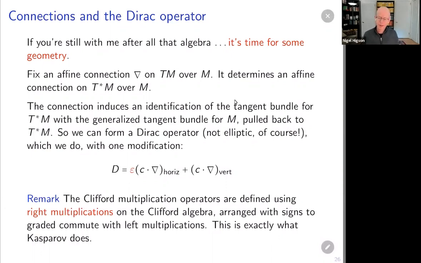As for the Clifford multiplications, you have a choice here because the Clifford operators are acting on sections not of a spinor bundle, but of a Clifford algebra bundle. And for the record, we want the Clifford operators to act on the right as opposed to the left. And then there are some signs that you need to take care of. Anyway, you can ask Gennady because it's exactly what he does to build his Dirac operator.